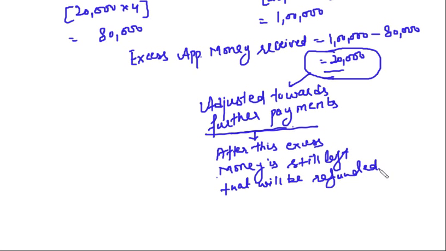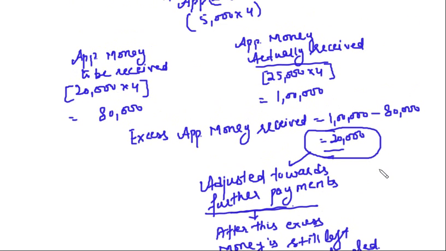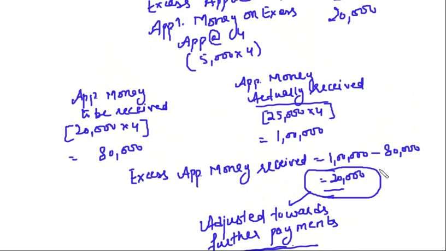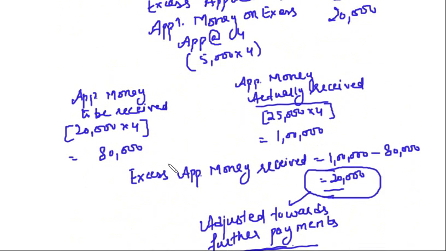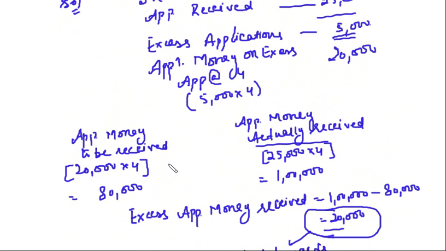Right? How we adjust that? Let's see. Now I'm going to pass the journal entries. I will explain to you through journal entries. Clear? Now, what is the first journal entry? You received applications along with the application money.